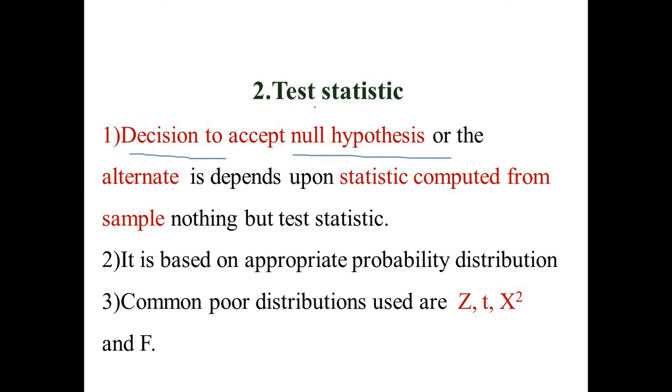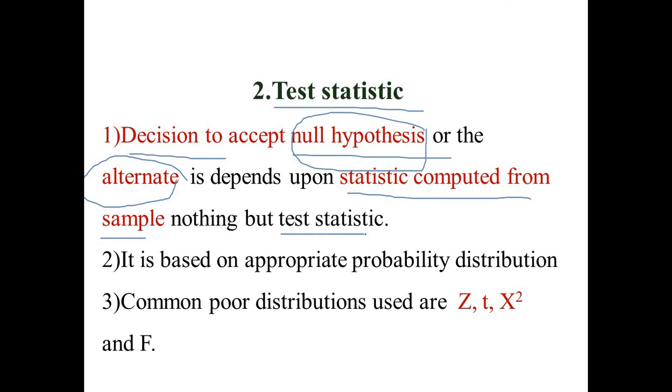So for the test statistic, we have to accept either the null hypothesis or the alternate hypothesis, and it depends on a statistic computed from the sample. This is nothing but the test statistic. It mostly depends on an appropriate probability distribution, and common tests, that is z-test, t-test, chi-square test and f-test, are used to study the test statistic.